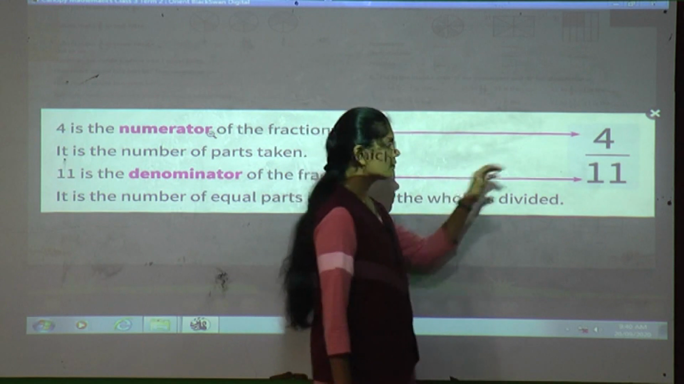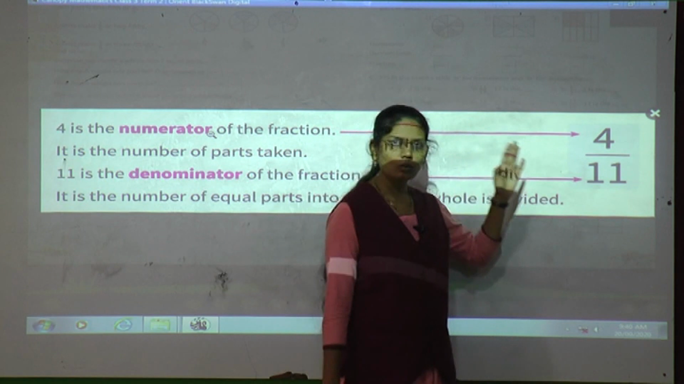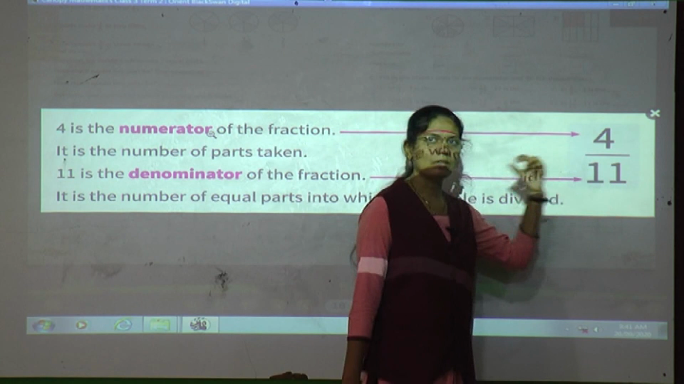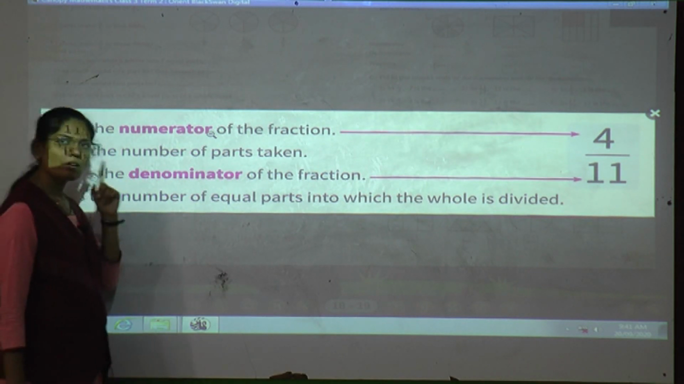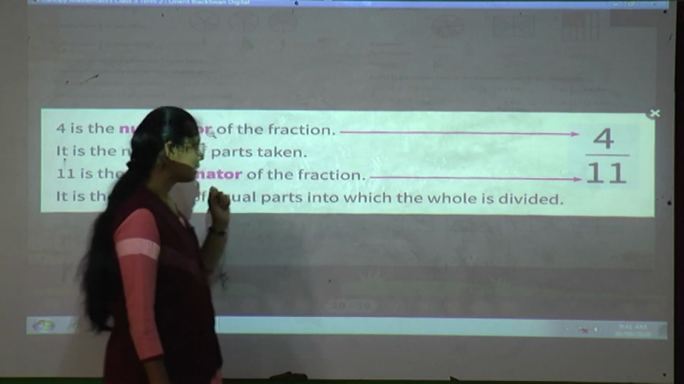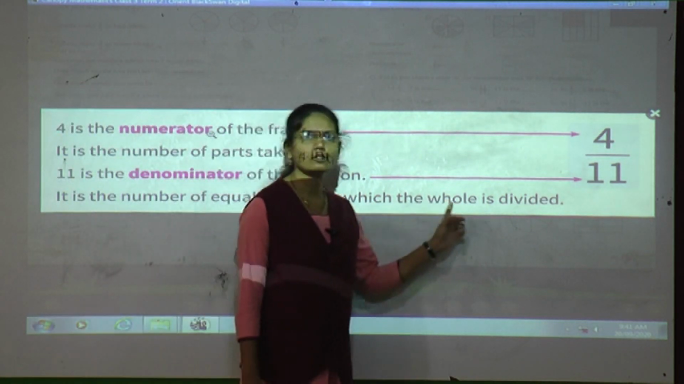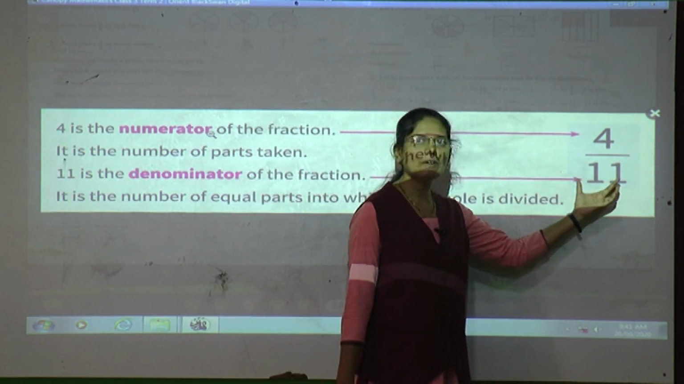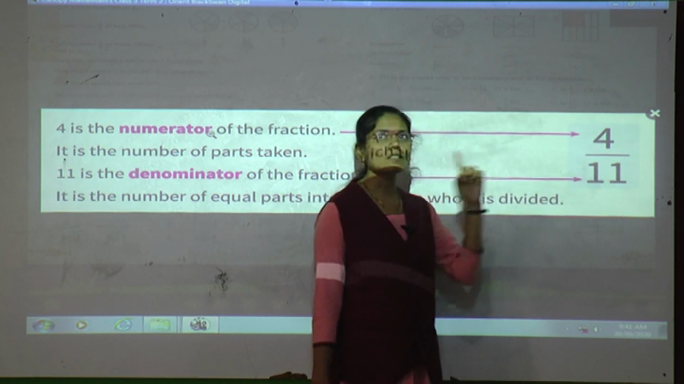Okay. Now suppose the fraction is 4/11. In this fraction the denominator is 11. Why is 11 called the denominator? Because that fraction is divided into 11 equal parts. So what is meant by denominator? It is the number of equal parts into which the whole is divided. So this whole is divided into 11 equal parts. So this number 11 which is downside, that is called the denominator.